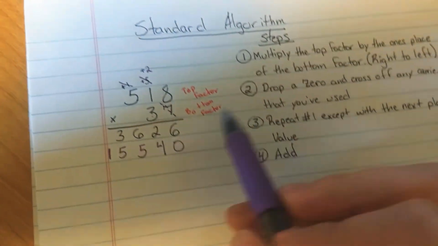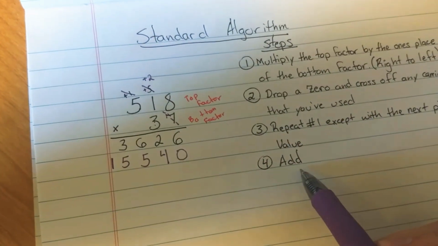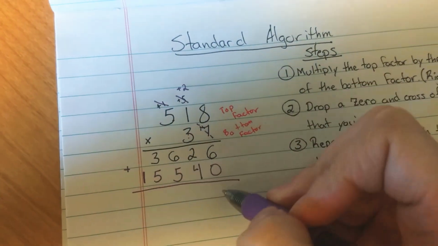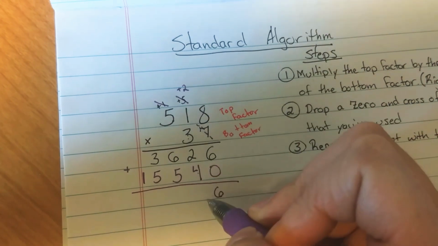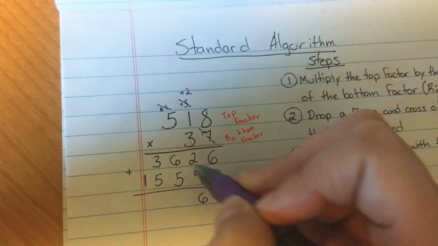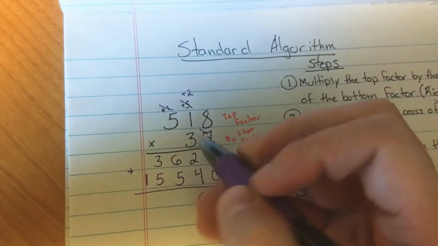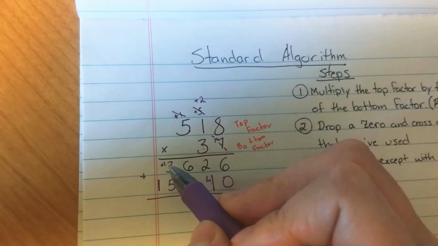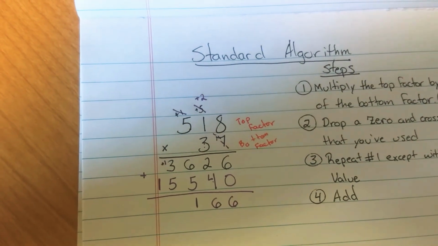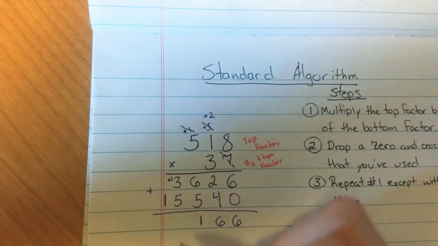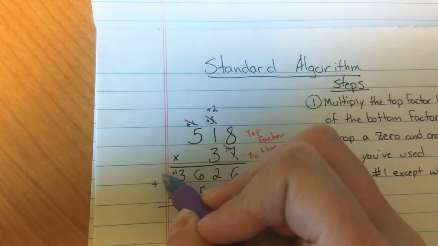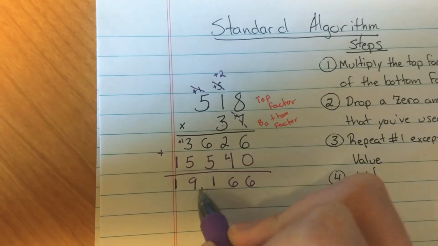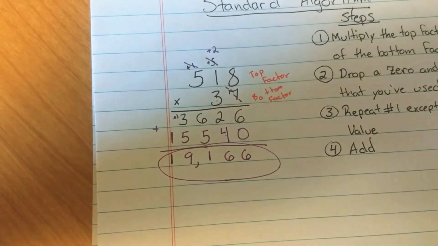My last thing, since I don't have any more numbers here, I'm going to go ahead and add them. 6 plus 0 is 6. 2 plus 4 is 6. 6 plus 5 is 11, so I have a 1 here, and I'm going to carry a 1. 3 plus 5 is 8, plus 1 is 9. And 1 plus nothing here is 1. So my answer is 19,166.